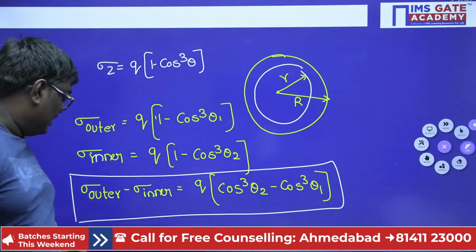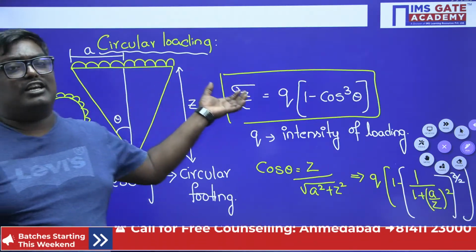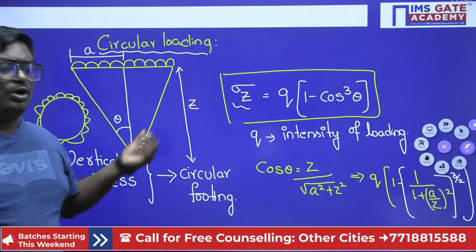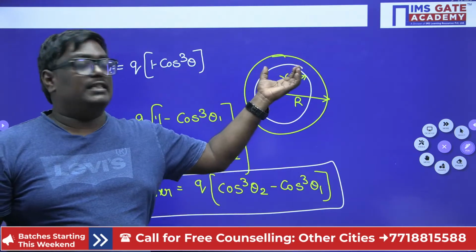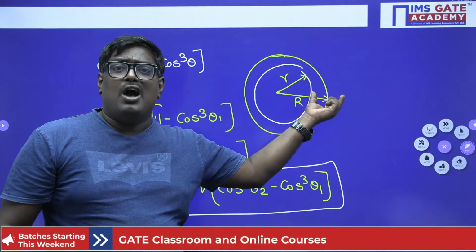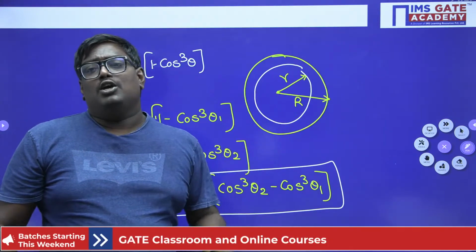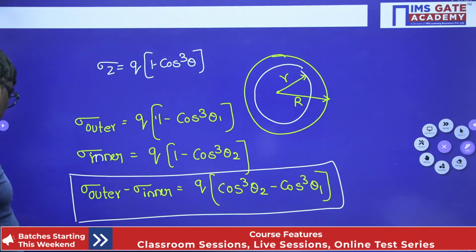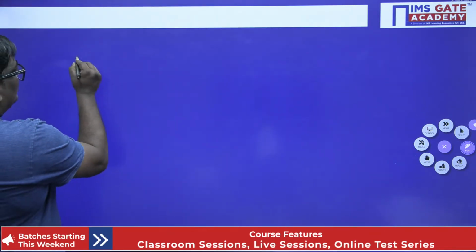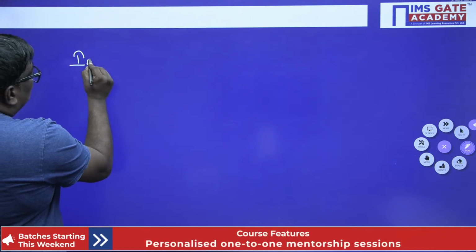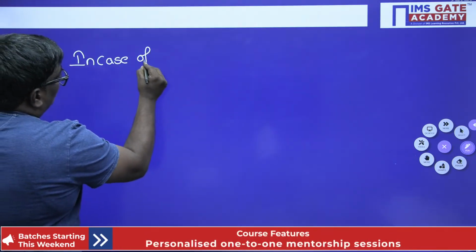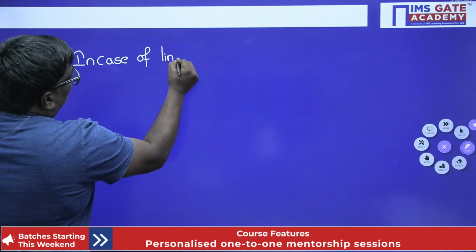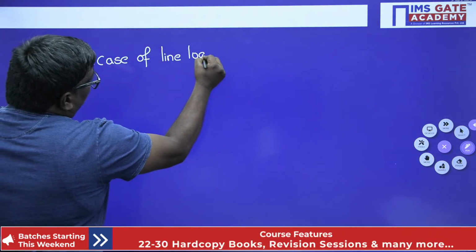So what I have done is the stress distribution for a circular loading, but in some of the problems they can give a ring or anything. So calculate the stress of the outer ring and the inner ring, and if you take the difference of these two stresses, you will get the stress. Now another important thing they can ask you: in case of a line loading, sir, what? The vertical stress distribution in case of a line loading.